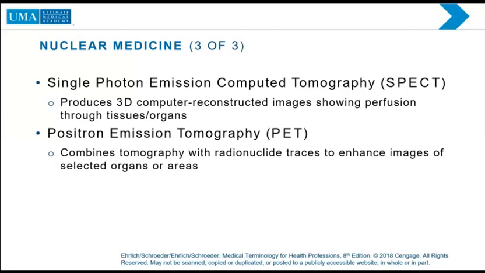Single photon emission computed tomography, SPECT, produces a 3D computer reconstructed image showing perfusion through tissue and organs. Positron emission tomography, a PET scan, combines tomography and radionuclide tracers to enhance images of selected organs or areas.